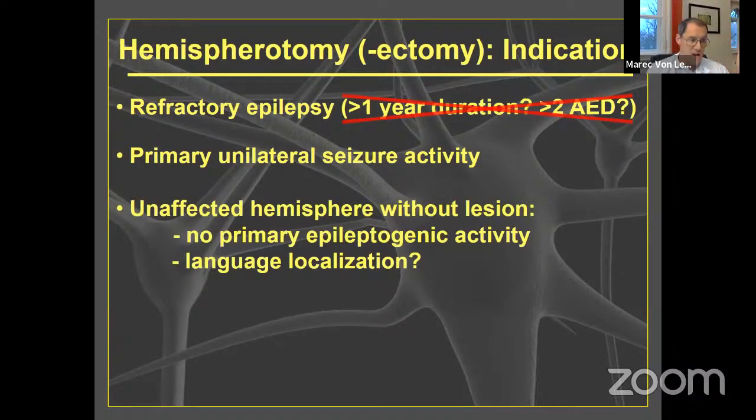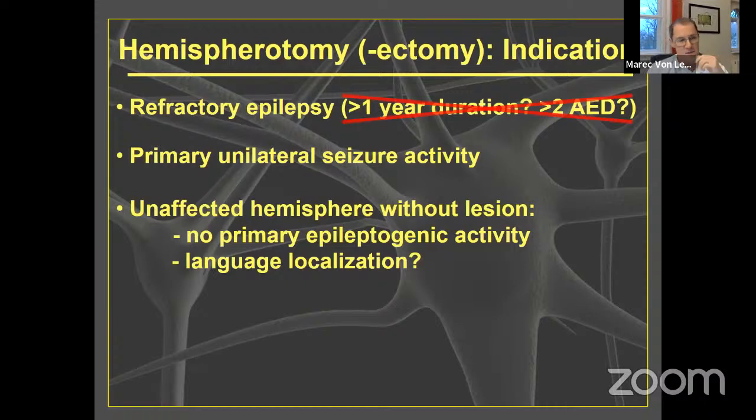We need an unaffected hemisphere, which might be more complicated to see, an unaffected hemisphere without any epileptogenic activity when you have a large, pathological hemisphere on the other side. So the EEG has some spreading from the affected hemisphere to the healthy hemisphere. This is, let's say, challenging for the epileptologist.